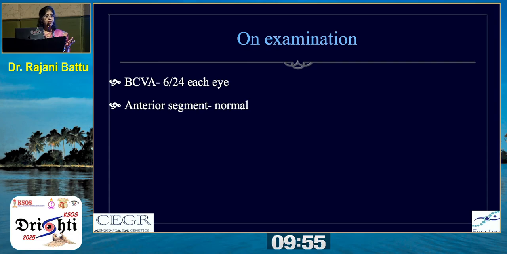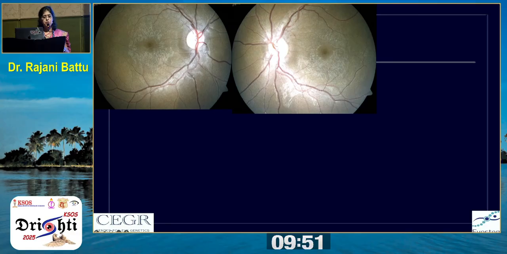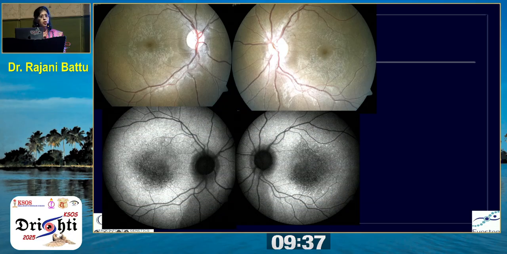So on examination, her vision was about 6/24 in each eye, not improving. Anterior segment was normal. This was the fundus. While on first look, it does look completely normal, there is a bit of a sheen at the macula that you can make out. Maybe it's also because we see a lot of these children. So when you do the autofluorescence, look at how enlarged the area of hypoautofluorescence is. This is why I think my previous speakers were also telling us how important autofluorescence is in examination of children or adults with unexplained vision loss.